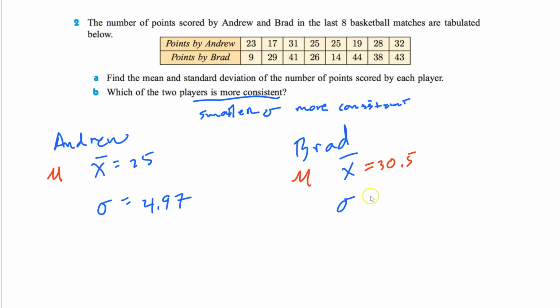30.5. 12.5. So you can see from this data, Brad has a higher average. His standard deviation is high, he's not consistent at all. He's super all over the place, as you can see by the scores. Andrew's more consistent.